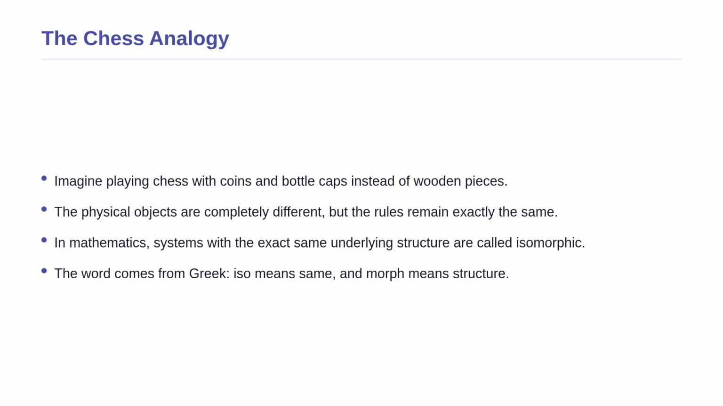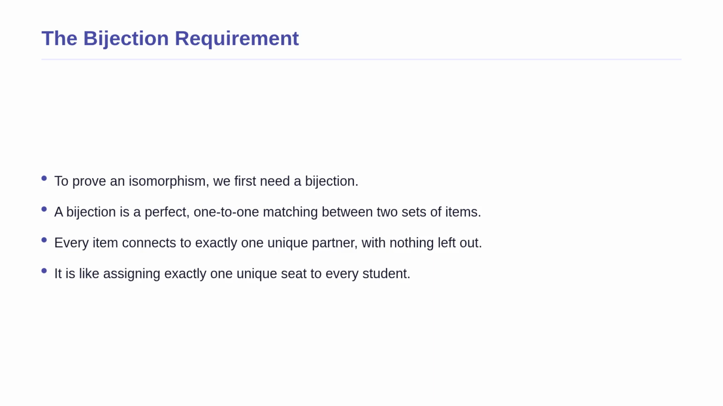In mathematics, when two systems look completely different on the surface but share the exact same underlying structure and rules, we call them isomorphic. The word comes from Greek, where iso means same and morph means shape. Now that we have an intuitive understanding, let us look at the formal requirements.